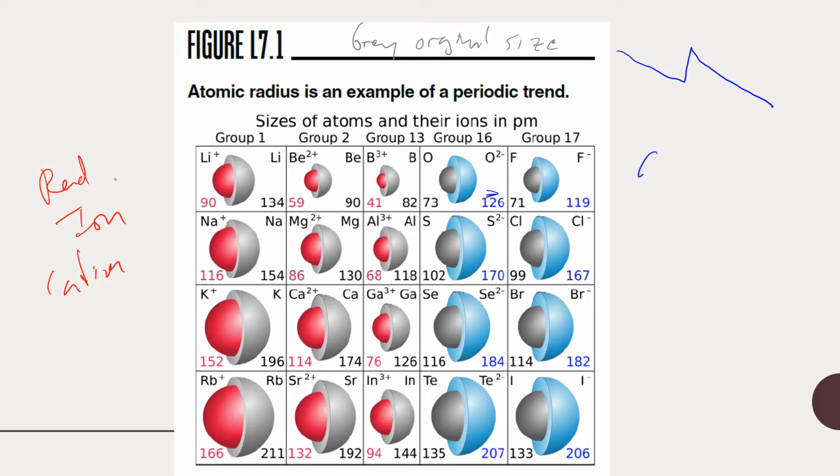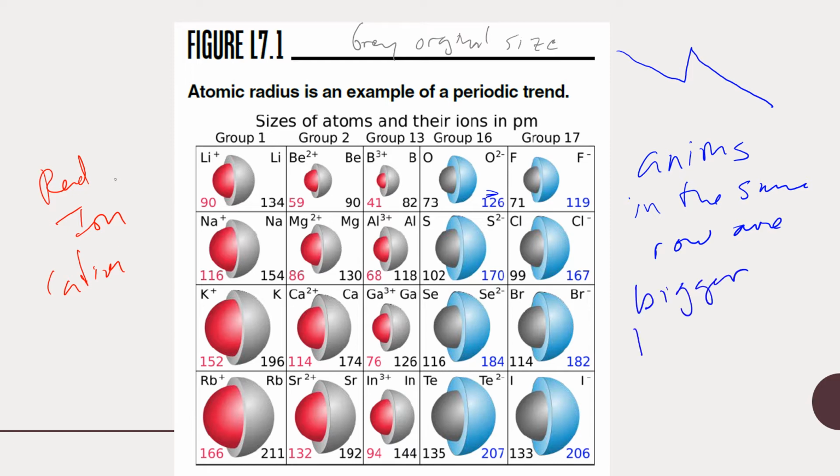That means that anions in the same row are bigger than cations. But the difference as you go down is still greater. So that's what this picture is. Anions in the same row are bigger than cations, even though the trend is still for the ionic radius to decrease overall. And then the trend going down, so remember, trend going down, no matter what, because you're adding more shells, the radius gets bigger.